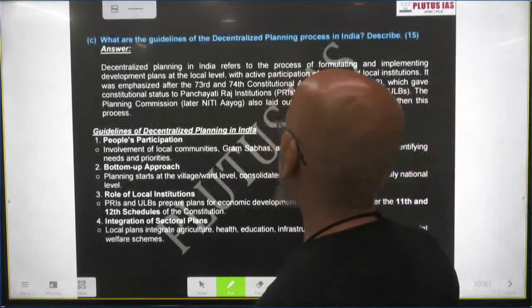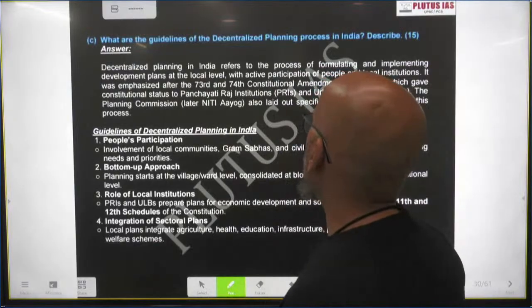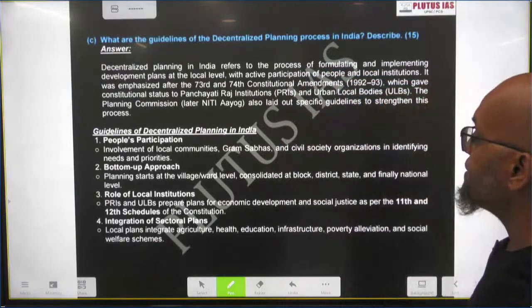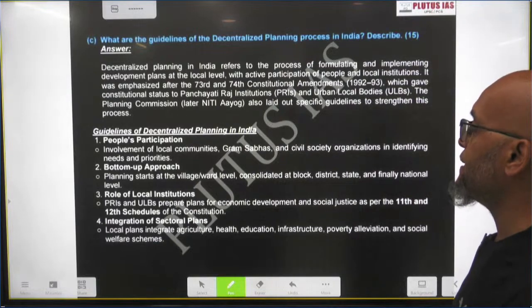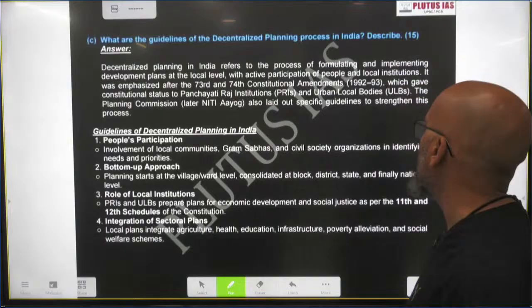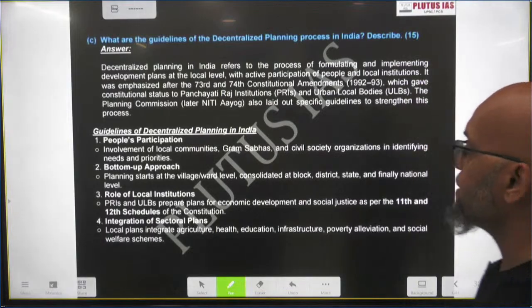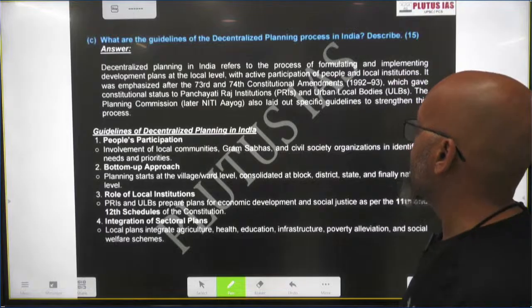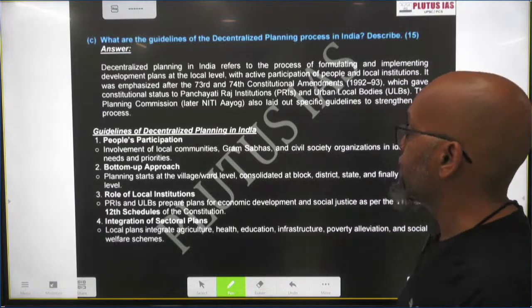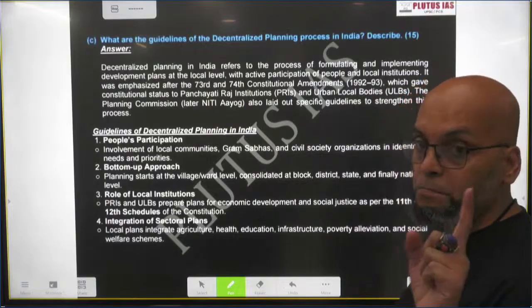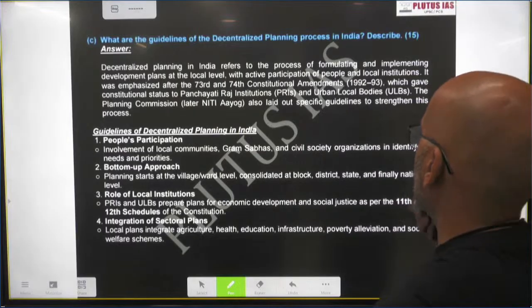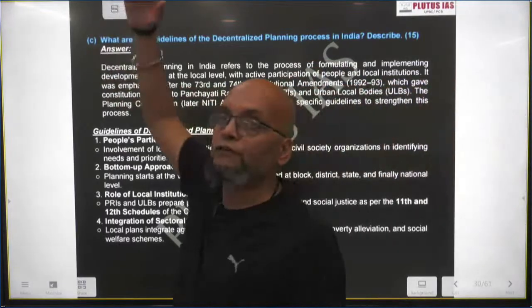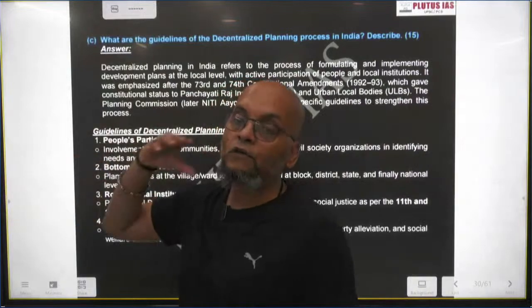Next is, what are the guidelines of the decentralized planning process in India? Decentralized planning in India refers to the process of formulating and implementing development plans at the local level with active participation of people and local institutions. It was emphasized after the 73rd and 74th constitutional amendments, which gave constitutional status to Panchayati Raj institutions and urban local bodies like ULBs.